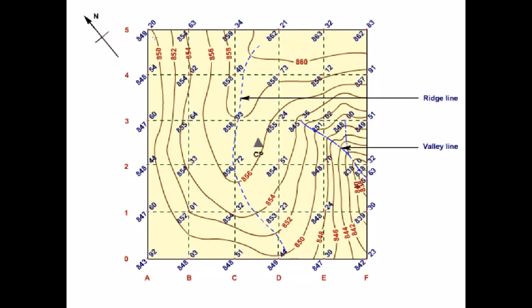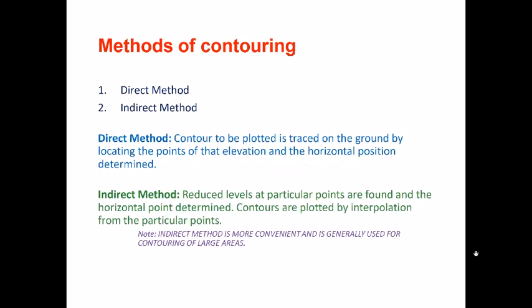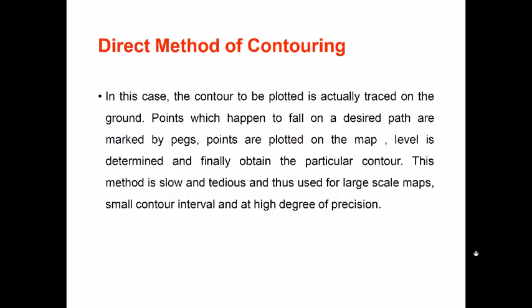So that is how you trace out the points with the elevation that is required, and then you draw the contours. And in the other method, if I want to draw a contour for 856, that means on the ground I need to find out the locations where the elevation is this much, and then the contour is drawn automatically. But this process is really tedious, so therefore, usually we use the indirect method.